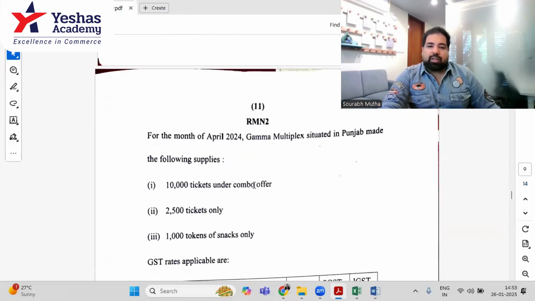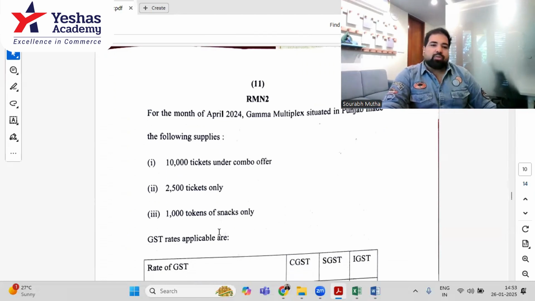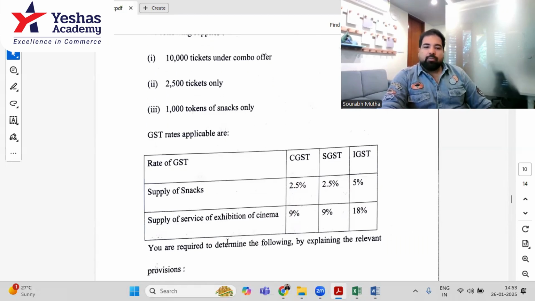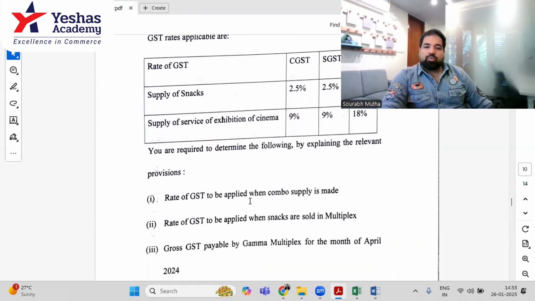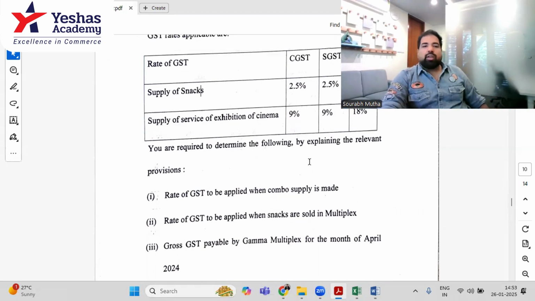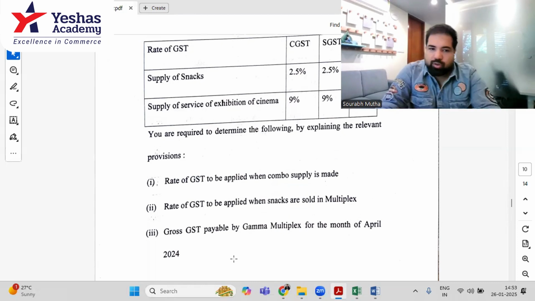Next, 10,000 tickets under combo, 2,500 tickets only, and 1,000 tokens for snacks only. So you have to multiply and get the GST rate applicable. For snacks, this is the rate. For services, 99% is the rate. You are required to determine the following by explaining the relevant provision: the rate of GST to be applied when a combo supply is made. When it's a combo, it's a composite supply, so the rate will be basically the rate of 99%. When snacks are sold, it's only goods, so 2.5%, 2.5%, and the gross GST payable. So you have to multiply it.